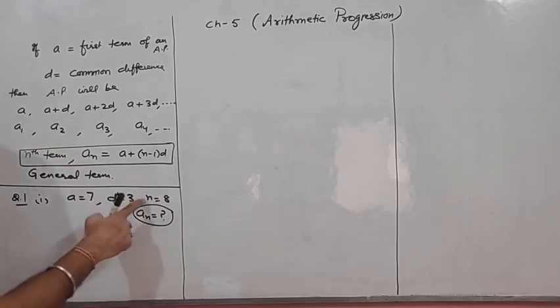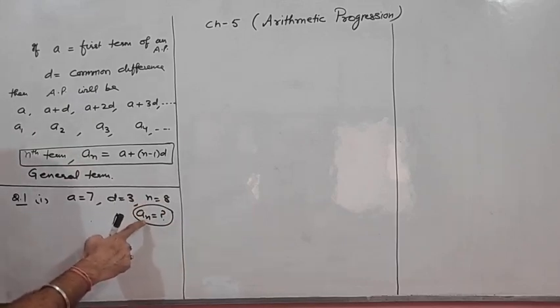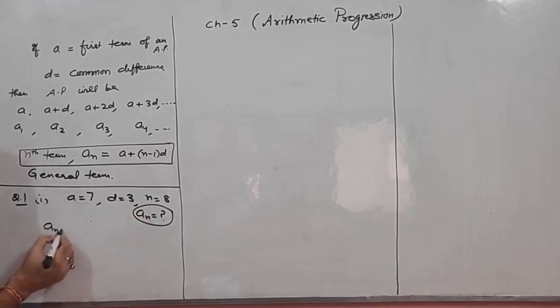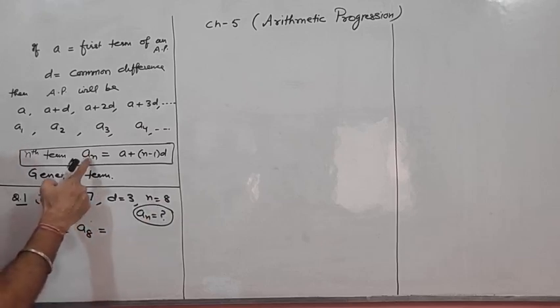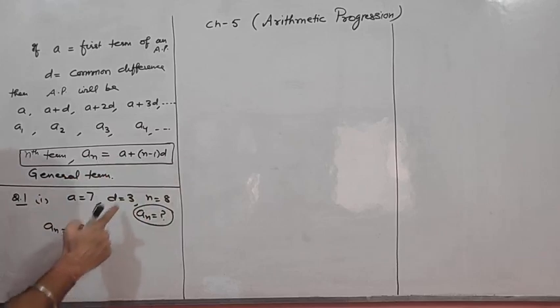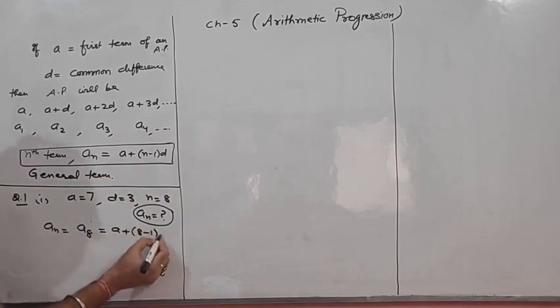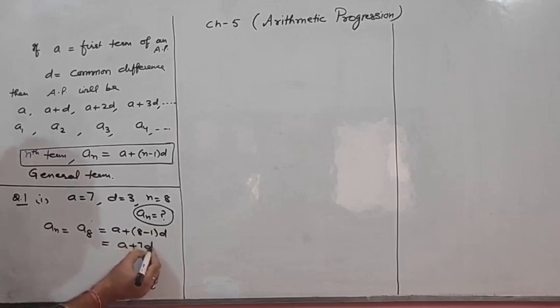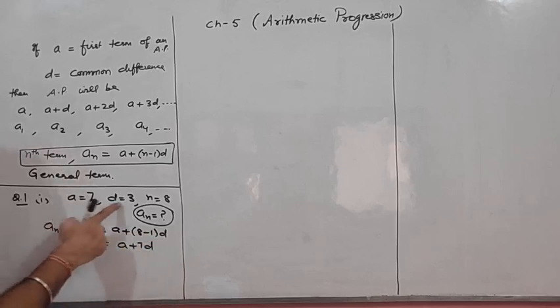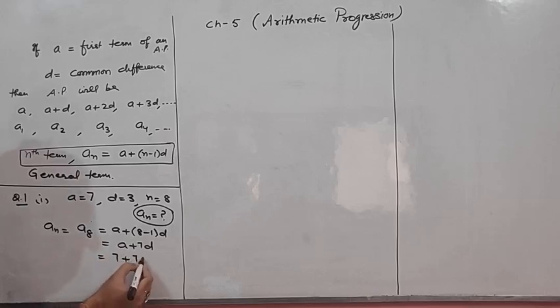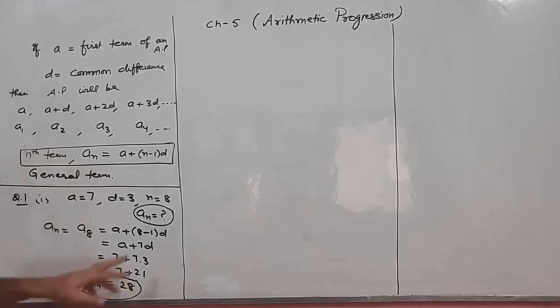So you see n is 8, and to find an, it means we have to find the 8th term. an means A8 because n is 8. And the formula for the nth term is A plus n minus 1 into D. So this becomes A plus 8 minus 1 into D, which is A plus 7D. Put the values of A and D: A is 7, D is 3. 7 into 3 is 21, plus 7, 28. So for this part, the nth term, which is the 8th term, is 28.